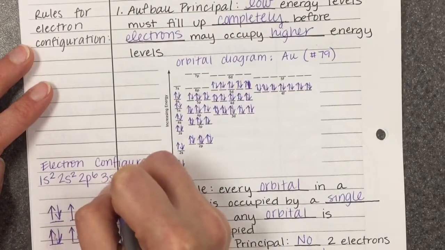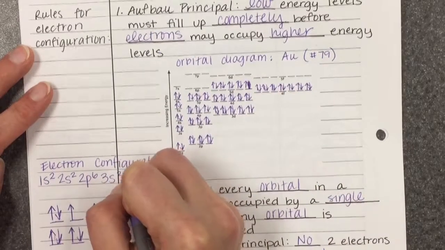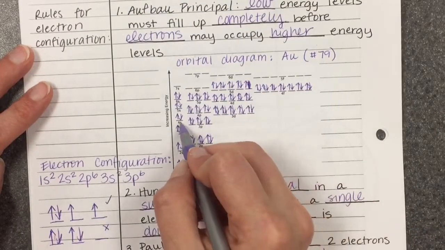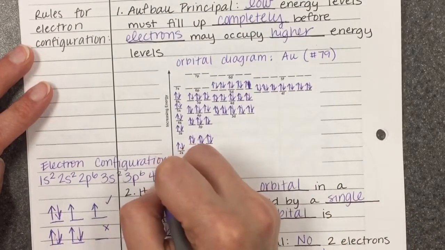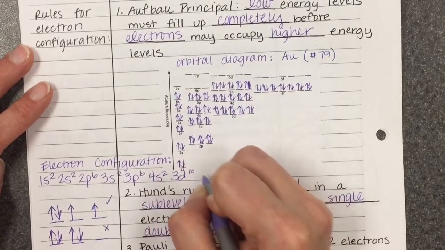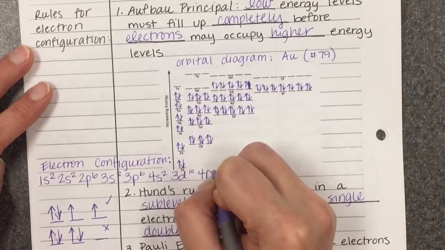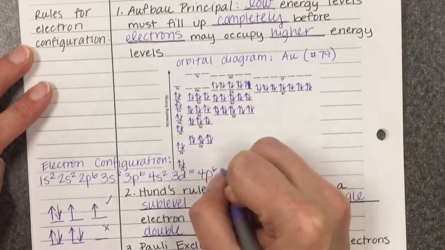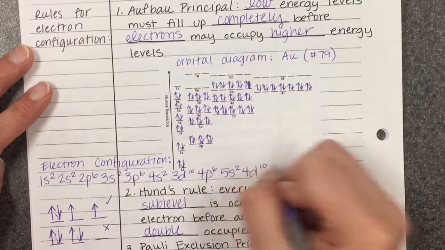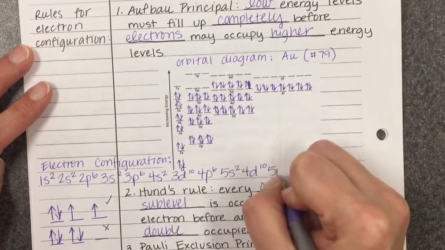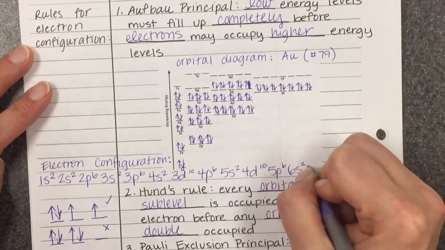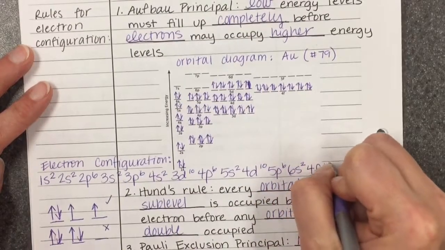Then the 3s filled up. The 3p filled up with 6. Then we filled up 4s with 2. We filled up the 3d sublevel with 10. 4p, 6. 5s, 2. 4d, 10. 5p, 6. 6s, 2. 4f, 14.